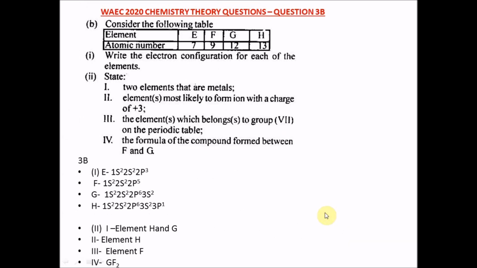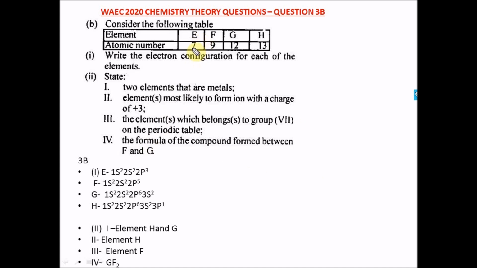Question 3b, consider the following table. Write the configuration of these elements. State which one is a metal, which one is most likely to form an ion with a charge of +3, which one belongs to group 7 of the periodic table, and the compound that will be formed between F and G.